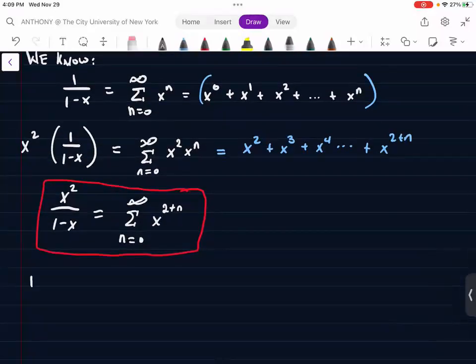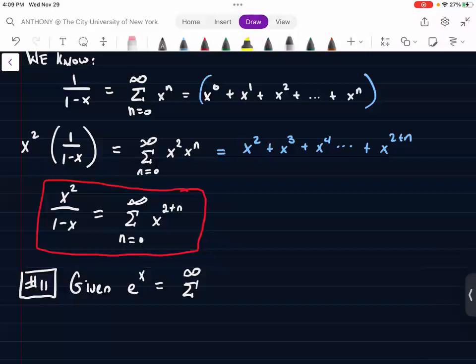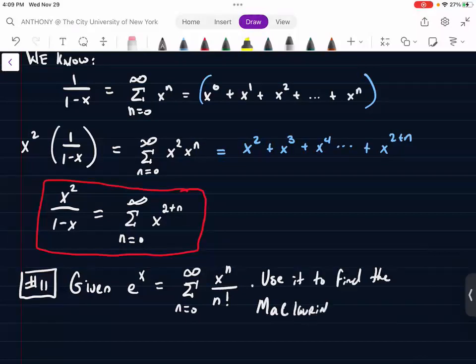So for number 11, you were given e to the x is equal to the sum from n equals 0 to infinity of x to the n divided by n factorial. And we want to use it to find the Maclaurin series for e to the power of negative x squared.